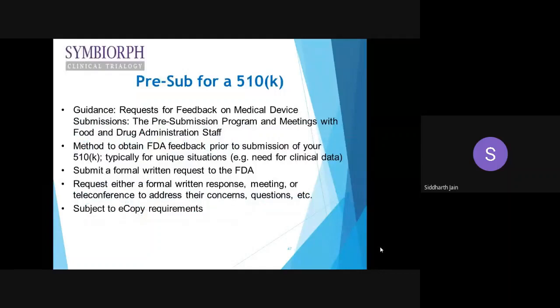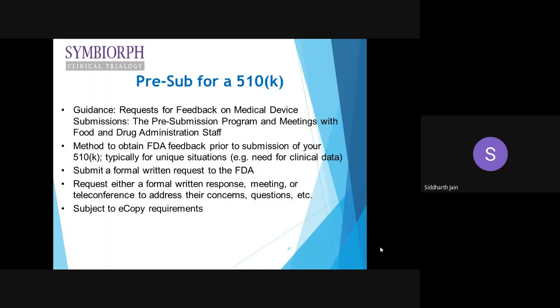For the pre-submission for the 510K, the guidance document method, as I already talked to you about, is to submit a written formal request to the FDA for the pre-submission program. Right now, the US FDA has released a pre-submission program where, before submission of your 510K, they can review your documents and give you feedback free of cost. They will not charge anything. So depending upon the pre-submission feedback you receive from the US FDA, you can modify your 510K application and then submit it.